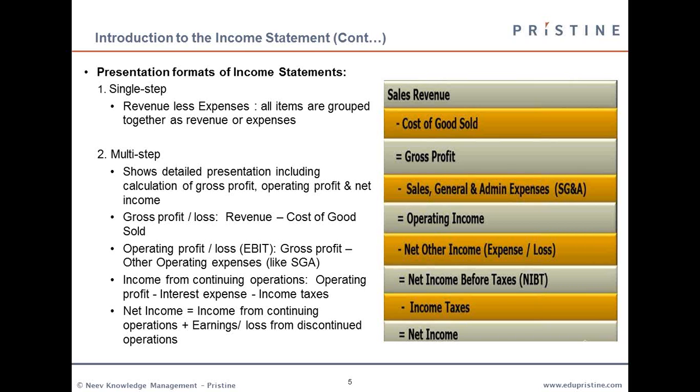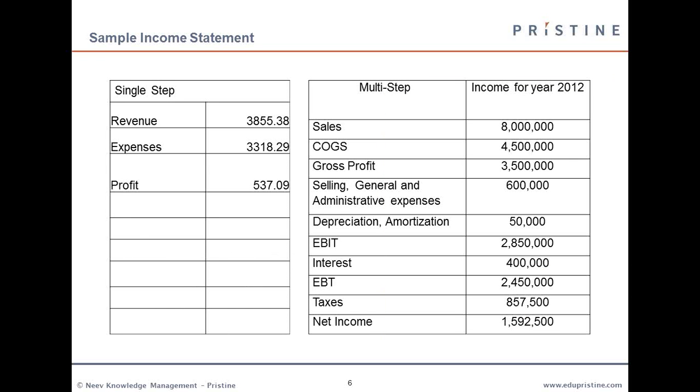First we have the income from continuing operations, which is the operating profit minus the interest expense and the income taxes. And then we'll have some discontinued operations. Suppose you have stopped a plant, or stopped operating a machine. The earnings that you get from that are included in the earnings from discontinued operations. They are finally included to get the actual net income.